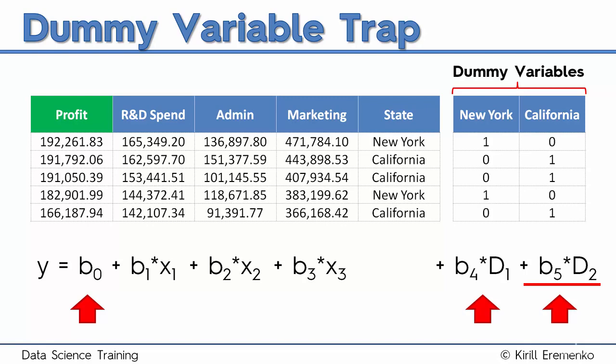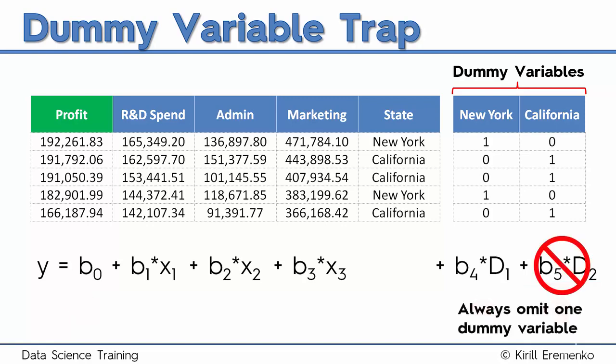So to sum up, whenever you're building a model, always omit one dummy variable. And this applies irrespective of the number of dummy variables there are in that specific dummy set. If you have 9, then you should only include 8. If you have 100, then you should only include 99 of them.